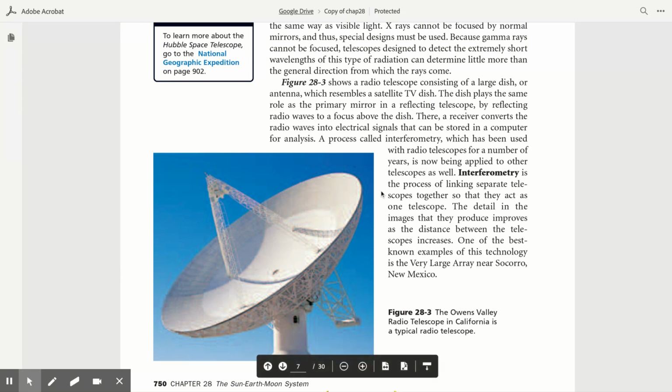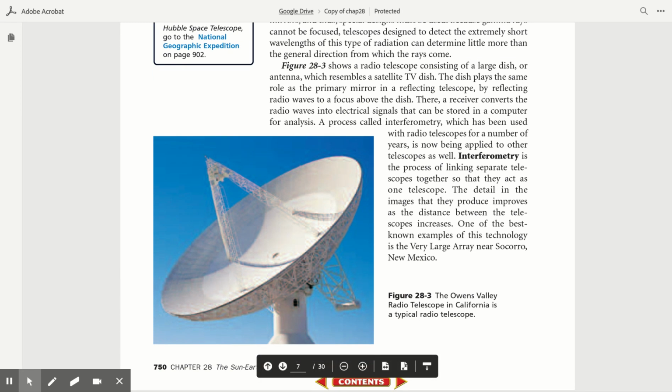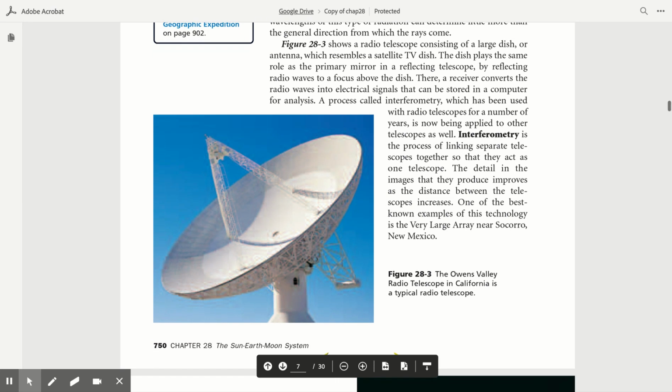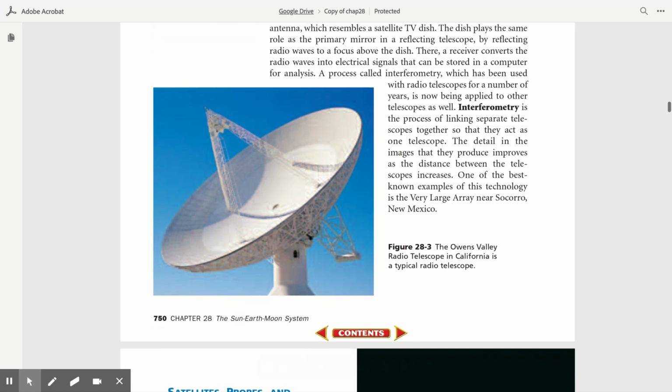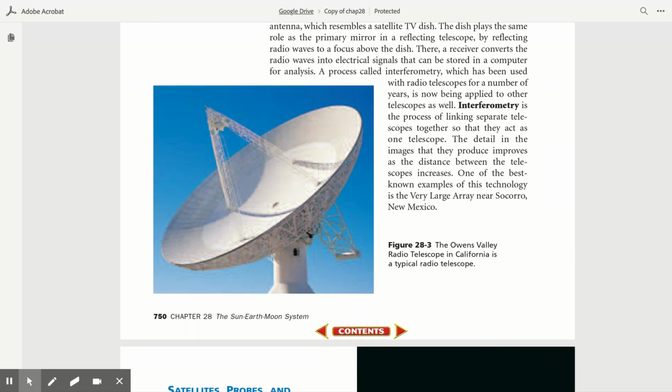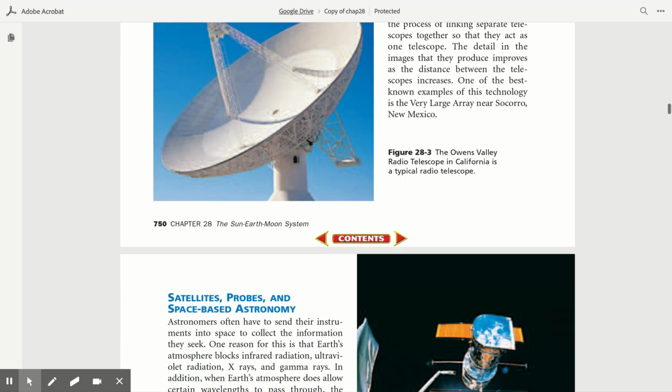Interferometry is the process of linking separate telescopes together so that they act as one telescope. The detail in the images that they produce improves as the distance between the telescopes increases. One of the best known examples of this technology is the Very Large Array near Socorro, New Mexico.